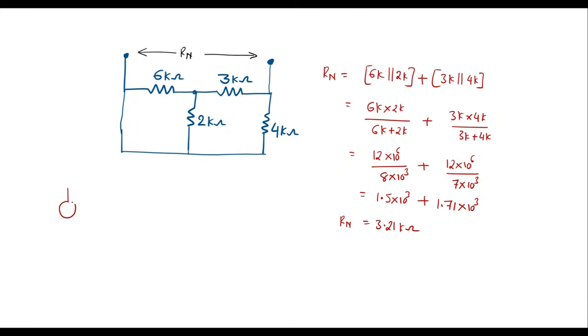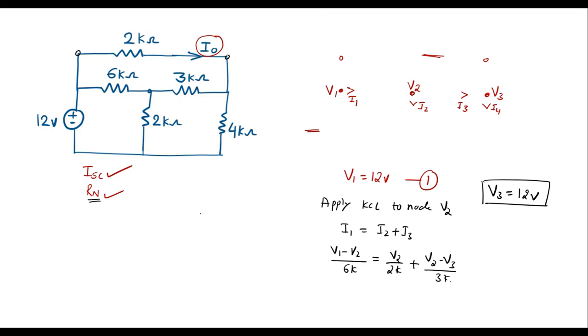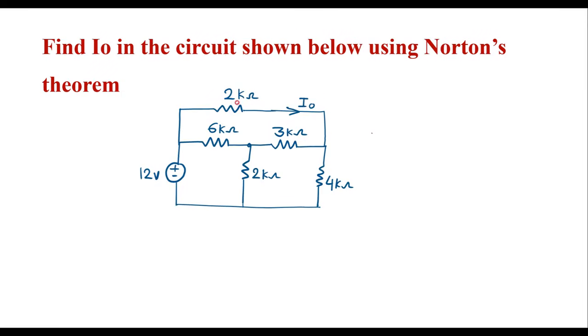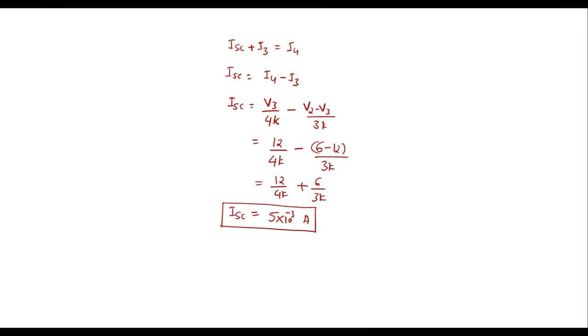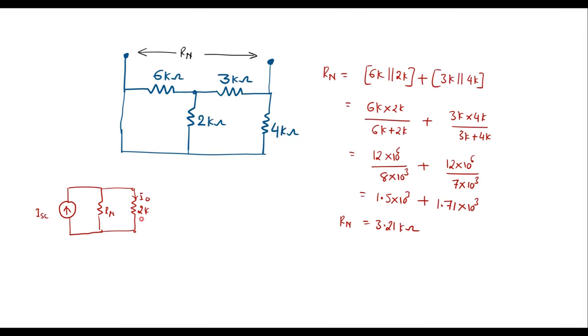So in Norton's equivalent circuit, this is Norton's current ISC connected in parallel with Norton's resistance Rn. So parallel to this, we need to connect the resistor in which current is being calculated. In this circuit, we are calculating current in 2 kilo ohm, so we are supposed to connect 2 kilo ohm in parallel to that circuit. This is 2k. Current through this is I naught. So here ISC is already calculated. The value of ISC is 5 milliamp and Rn is 3.21 kilo ohm. Now let me calculate I naught.